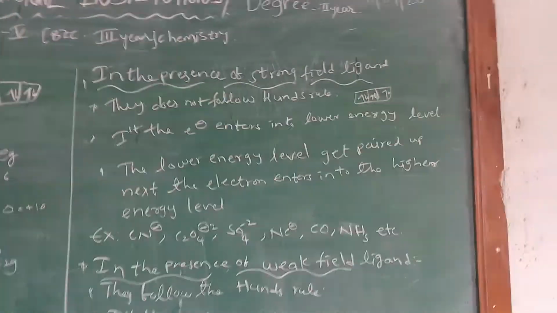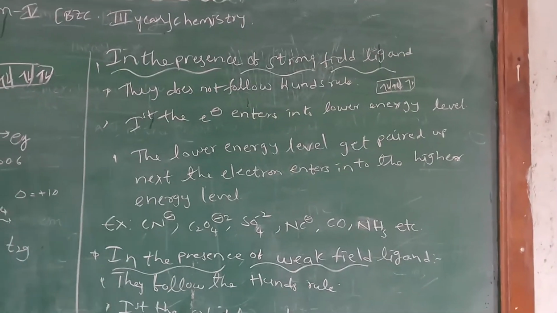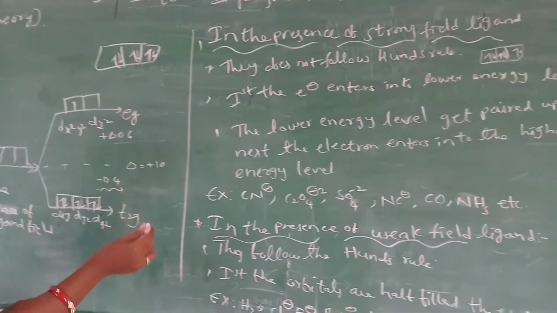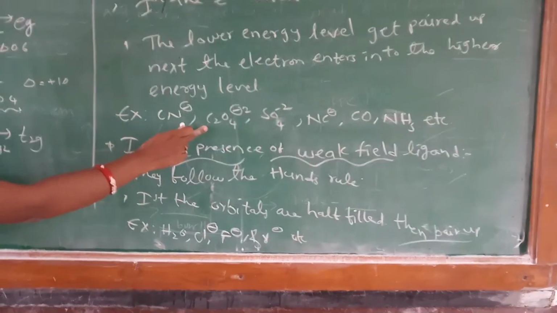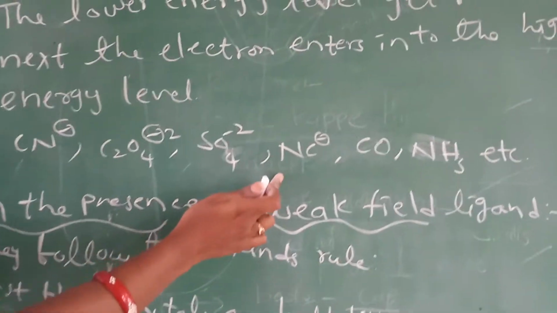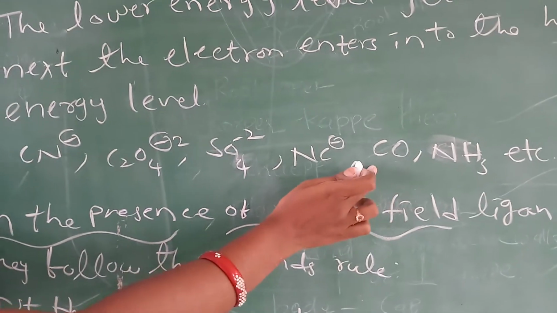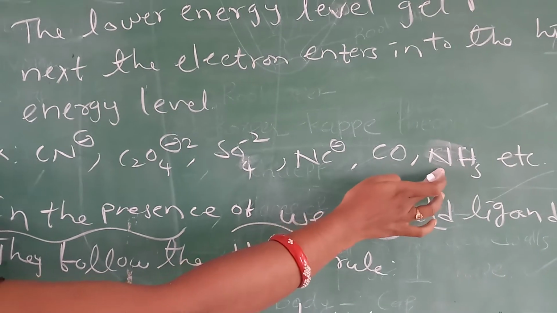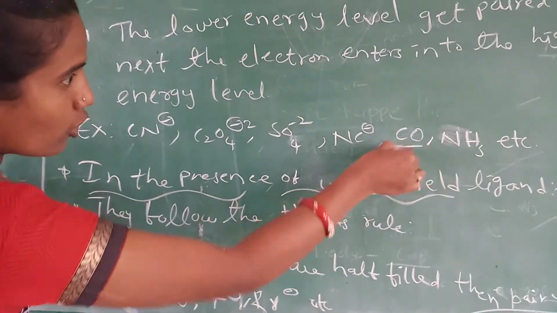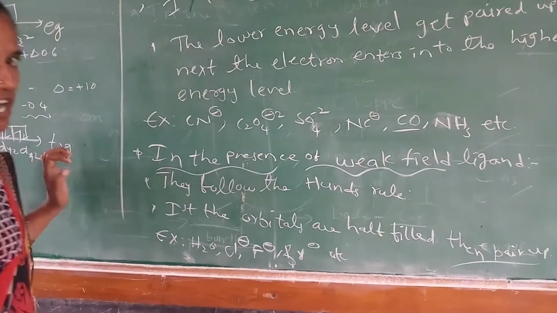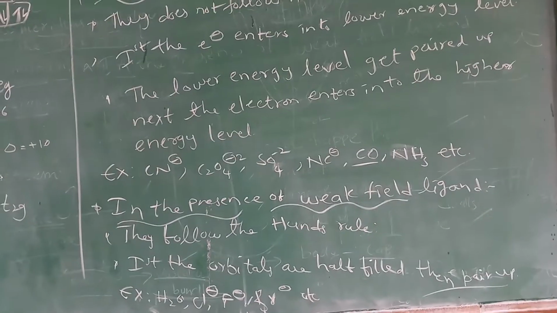So next, what are the examples of strong field ligands? The strong field ligand examples are cyanide, oxalate, sulfate, isocyanide, carbon monoxide, and ammonia. This is not cobalt, this is carbon monoxide or carbonyl. So these are the strong field ligands.